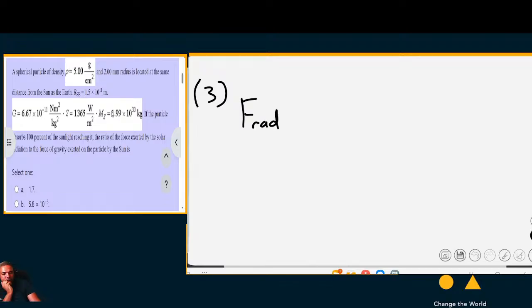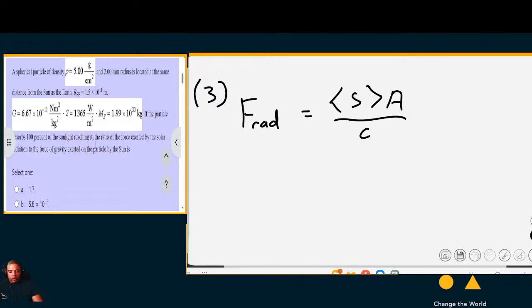Now, let's calculate the force that radiation imparts onto this particle. The force of radiation is equal to the intensity times the area divided by the speed of light. That is how we would calculate the force of radiation.